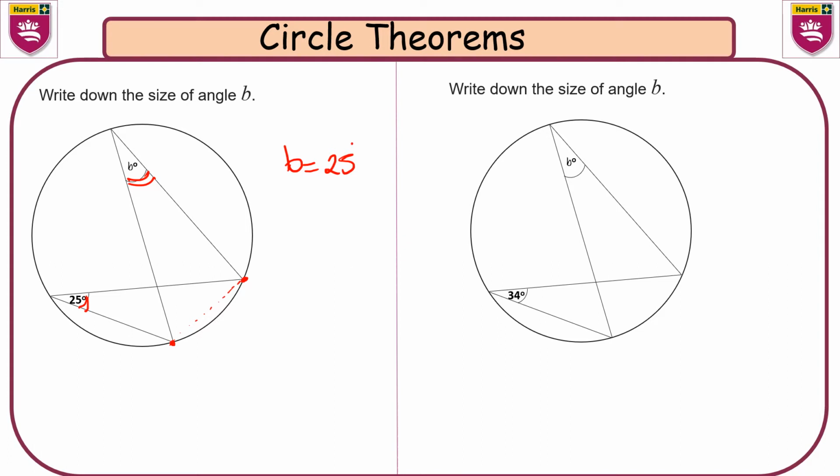And same thing here. These two angles, because they are in the same segment from a common chord, that means that if this is 34, this B here is going to be 34 degrees as well.